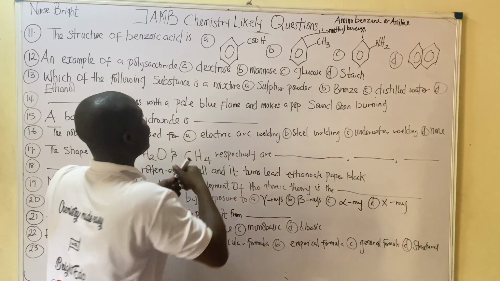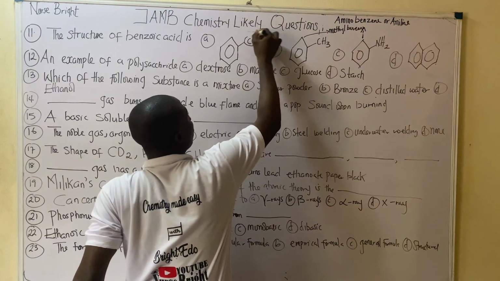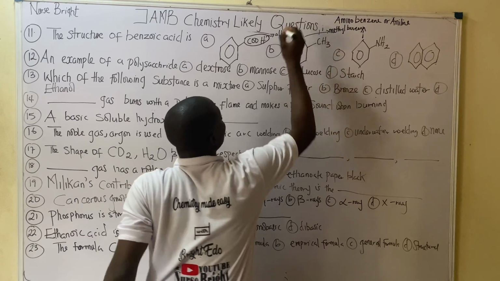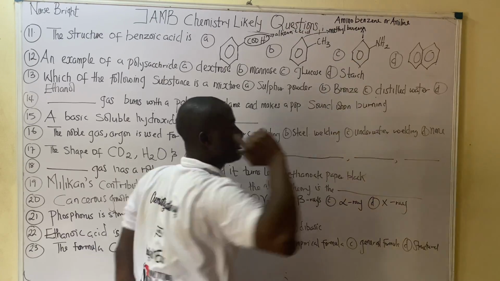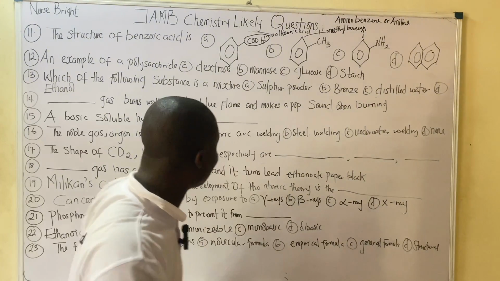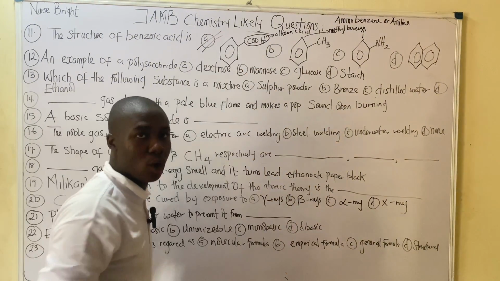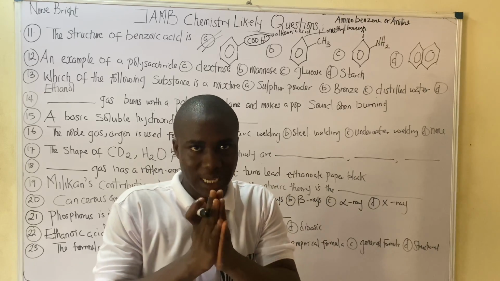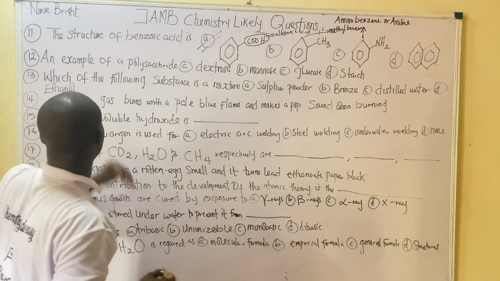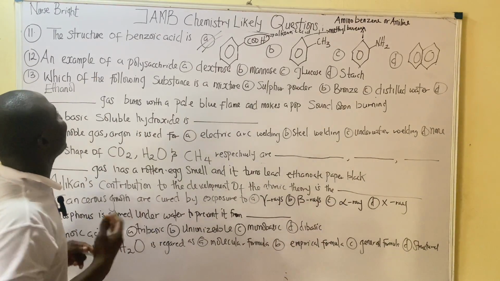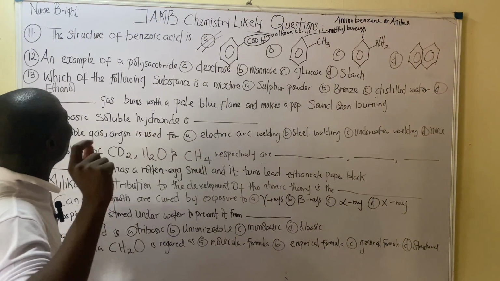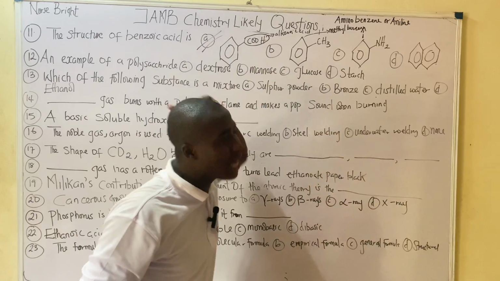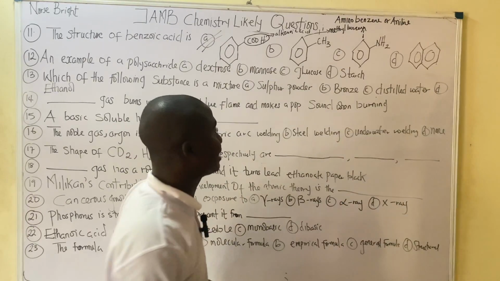Lastly, this is a benzene structure, and this one is called an alkanoic acid, or we can as well call it a carboxylic acid. From the word acid, definitely this is the benzoic acid. Do you understand? So all of these must be noted. It's very, very important. So let's get into question number 12, which asks which of them is an example of a polysaccharide. It is starch. Starch is a polysaccharide.